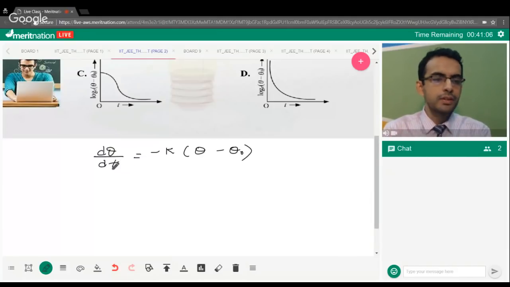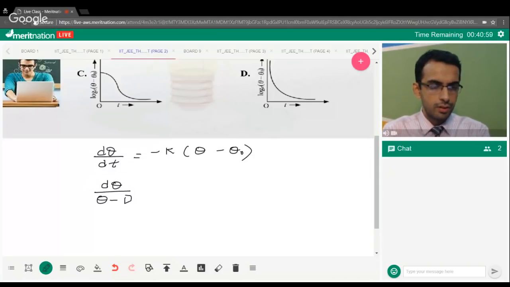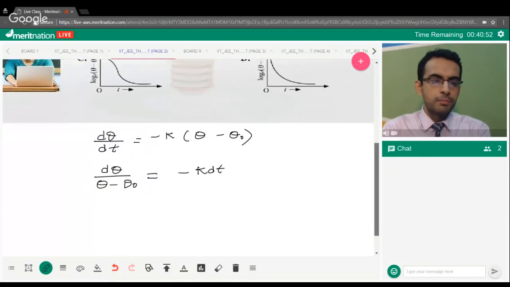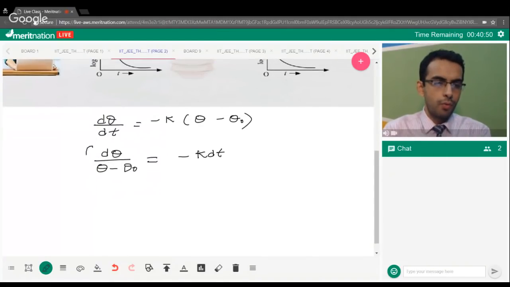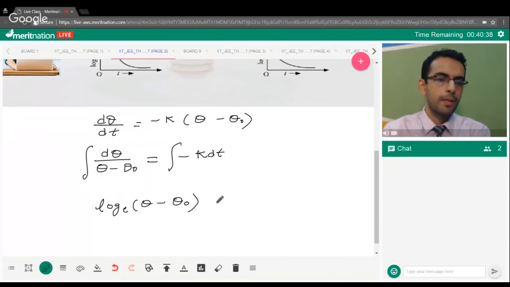Now, what we can do, we can take theta minus theta naught in denominator, and that's equal to minus k into dt. Now, if you integrate both sides, what do you get? If you integrate both sides, you can easily understand that that's equal to log base e of theta minus theta naught. And here we have minus kt plus c.